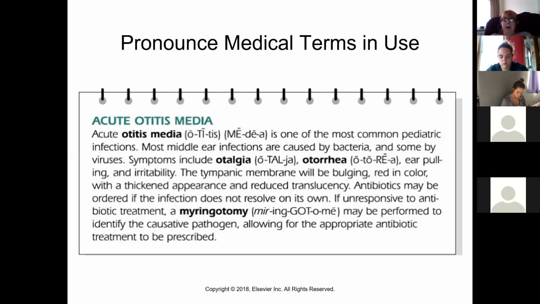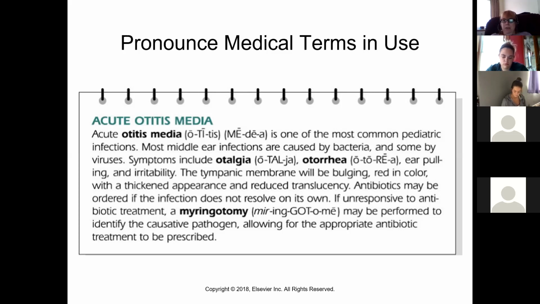If it's unresponsive to an antibiotic, that's when they may go in and do the myringotomy, or lance the eardrum, to see if there's pus and discharge that can come through. They'll culture that with a swab, and then they can hopefully get the appropriate antibiotic prescription treatment.